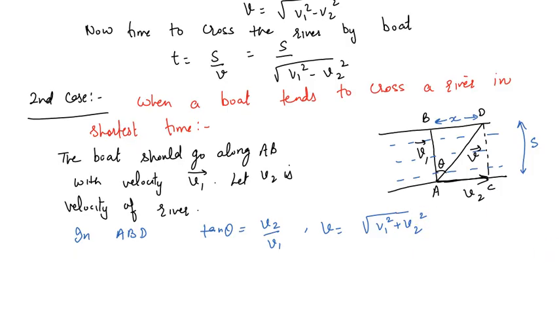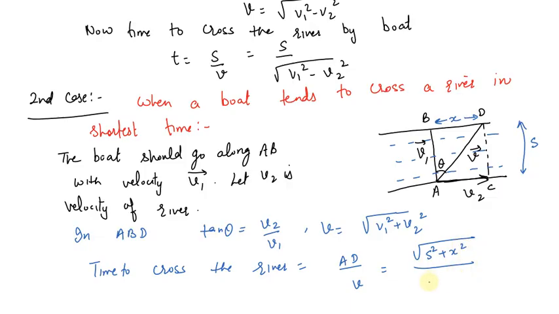Now time to cross the river is equal to AD upon V, that is root of S square plus x square divided by root of V1 square plus V2 square. So these are the expression when a boat wants to cross the river in shortest time.